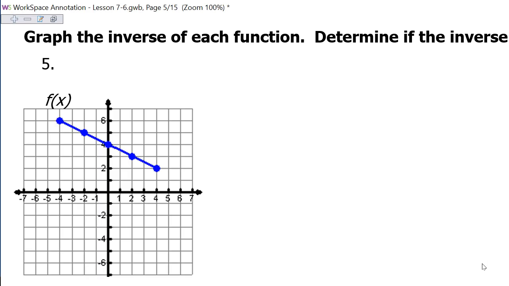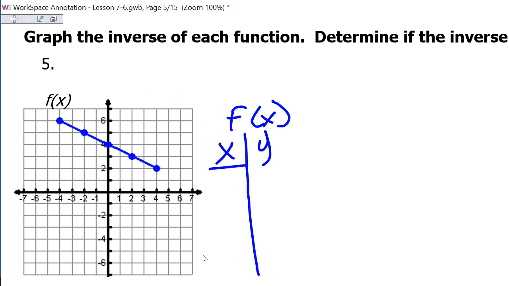Part 2, next set of instructions say to graph the inverse of each function, determine if the inverse is a function. So we're going to do the same thing at first. I'm going to make a table of values. So I'm going to write down the ordered pair for each point on that graph for f of x. And let me put them in black as I go.